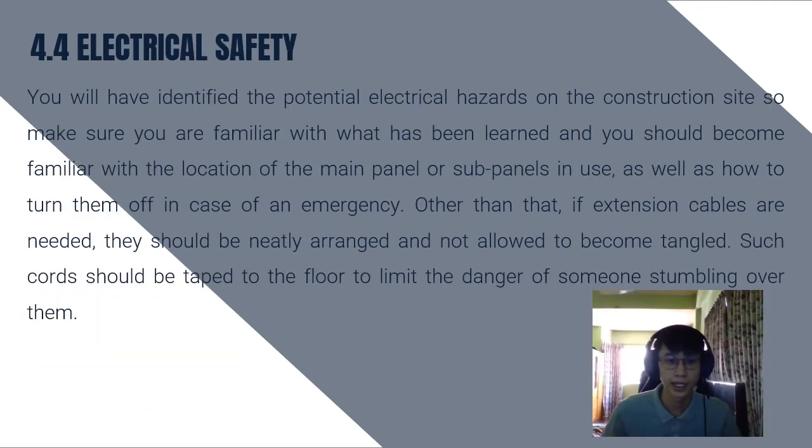Next is electrical safety. You will have identified the potential electrical hazards on the construction site, so make sure you are familiar with what has been learned, and you should become familiar with the location of the main panel or sub-panels in use, as well as how to turn them off in case of an emergency. Other than that, if extension cables are needed, they should be neatly arranged and not allowed to become tangled. Such cords should be taped to the floor to limit the danger of someone stumbling over them.